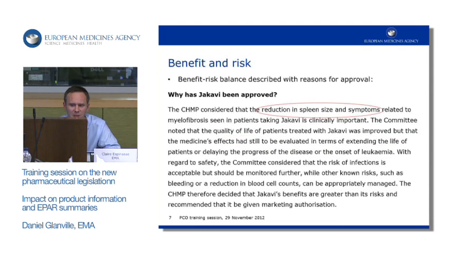So we'll state the CHMP view on the most important benefit that was seen in the study. So that will typically be the importance of the primary endpoint results, but also any additional benefits that were seen in the studies, which will normally come from secondary endpoints. And in this case, it was quality of life, which was considered to be an important benefit of the medicine. We'll also mention any important uncertainties which the CHMP took into account. And in this case, it was the effect in terms of overall survival and also disease progression.